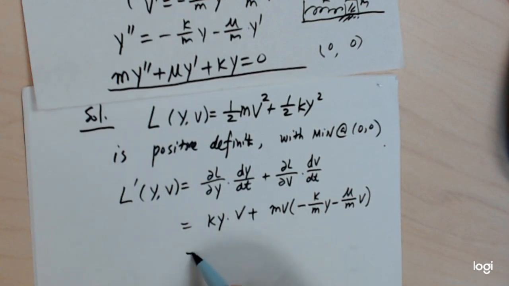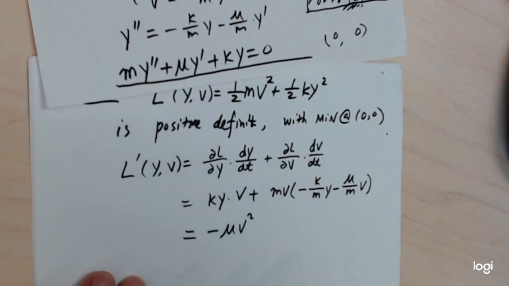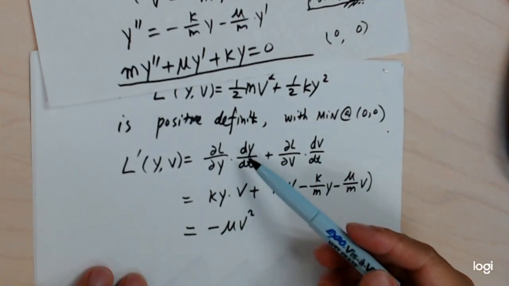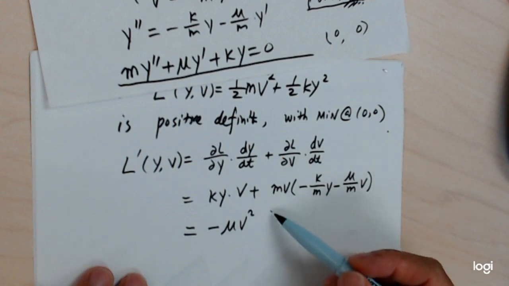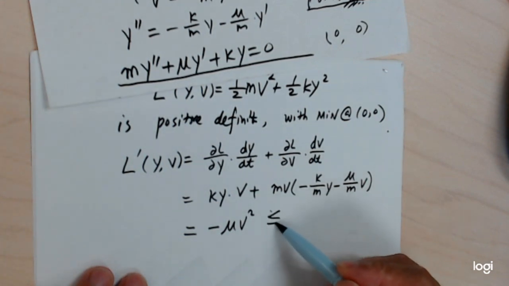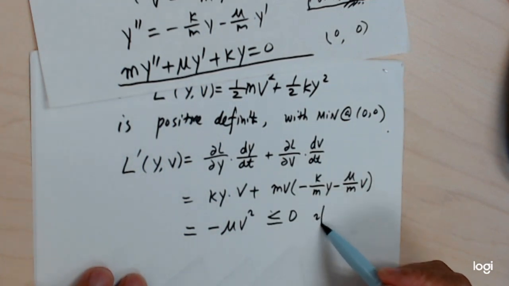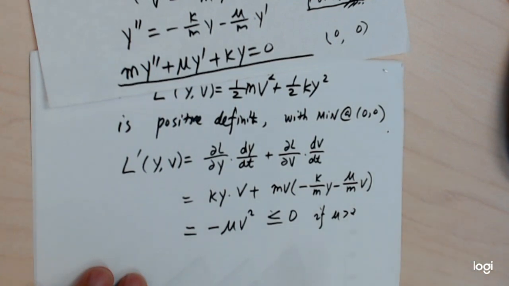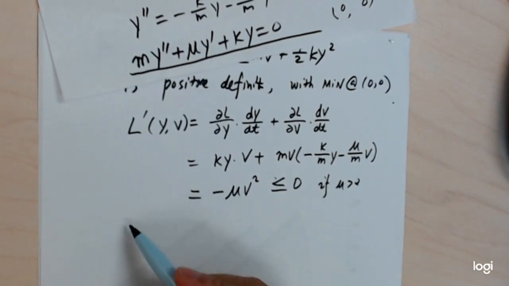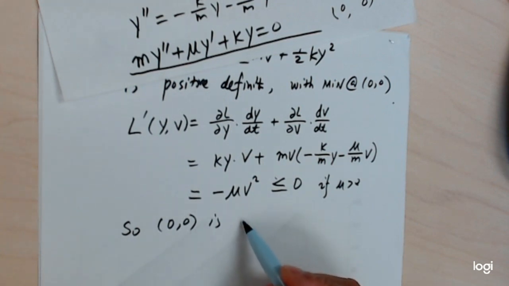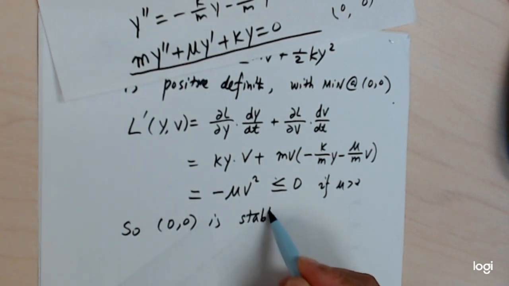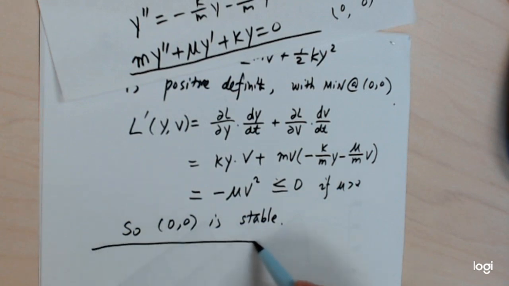When you FOIL things out, this turns out to be negative mu phi squared. Now here we're assuming this is a spring mass system, so the mu here is always a positive constant. So this is clearly less than or equal to 0 if mu is positive. Thus we say 0 is stable. Okay, it's stable. So that's this one.